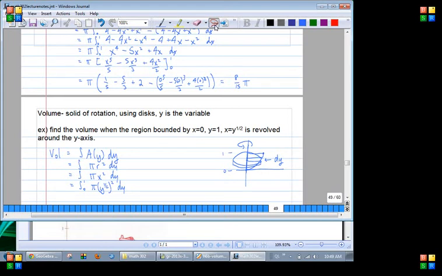Okay. So now how do we do this integral? So now it's just the integral of pi y dy. Now we can do that integral. You get pi y squared over 2 from 0 to 1. That gives you pi times 1 squared over 2 minus pi times 0 squared over 2. And that just gives you pi over 2.